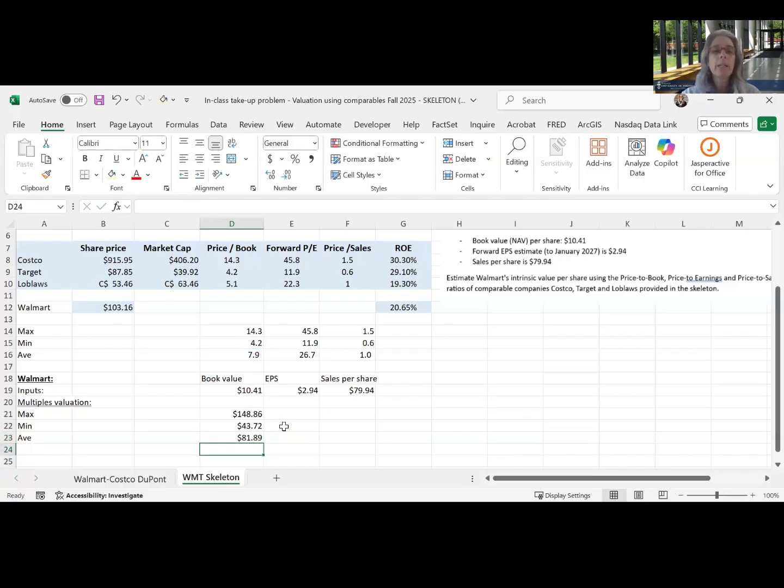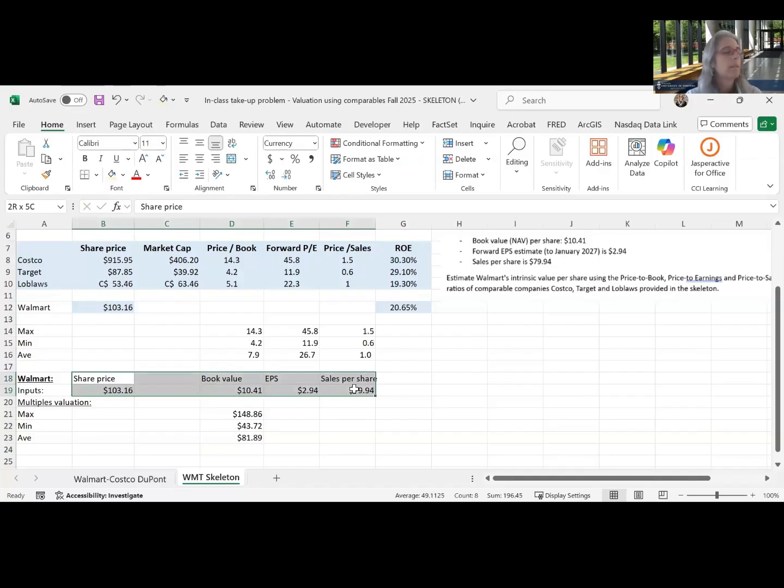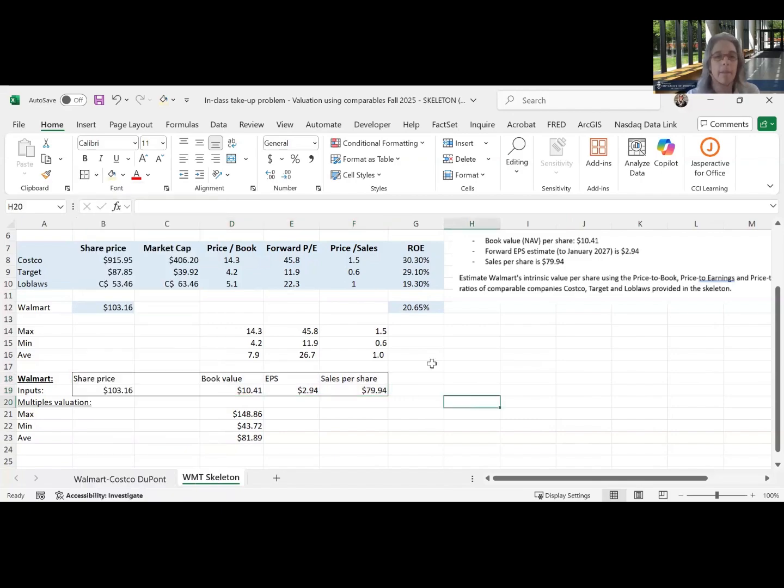So if I was only looking at the book value as my valuation metric, I'd say the Walmart share price should be somewhere between $43 and $148, on average around $81. And it's currently trading, my current share price is just $103. But this is a very wide range that it's giving me.